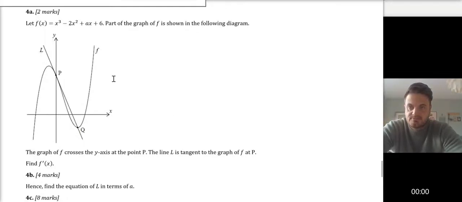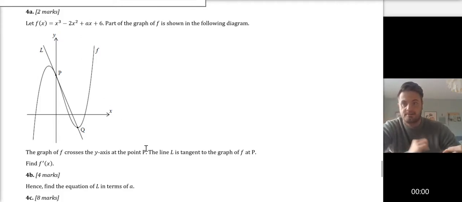Here we have exercise 4. We have a third degree function again here. And here we have the graph. The graph of f crosses the y-axis at the point P. The line L is tangent to the graph of f at P. Find the derivative. So that should be fine, I hope.